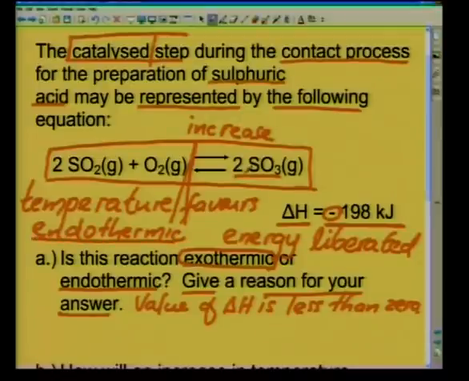Now, what is the endothermic reaction here? The forward is exothermic because delta H is negative. Therefore, the reverse is what is endothermic. Okay? So endo is reverse.